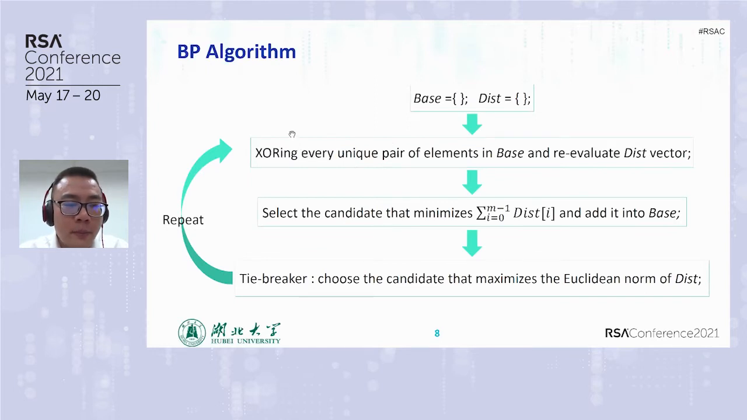The BP algorithm is proposed by Boyar and Peralta. They define two factors named the base and the distance. At each step, they exhaustively choose two elements from the base, calculate their XOR, and re-evaluate the distance factor. This method selects the candidate that minimizes the sum of distances and adds it into the base. But if there are multiple candidates, they choose the one that maximizes the Euclidean norm of the distance vector.